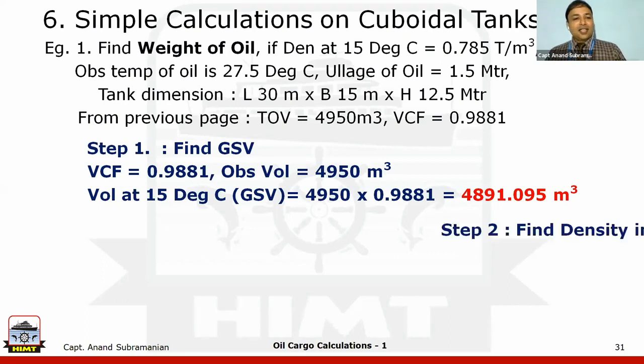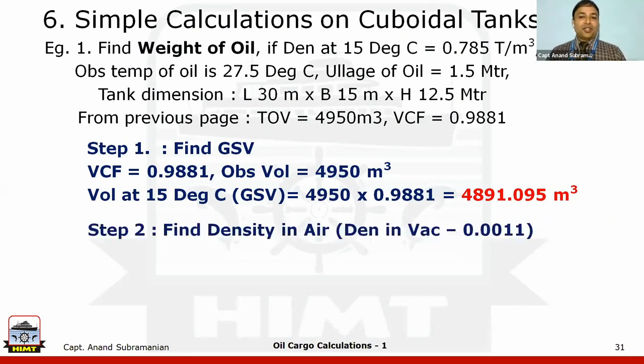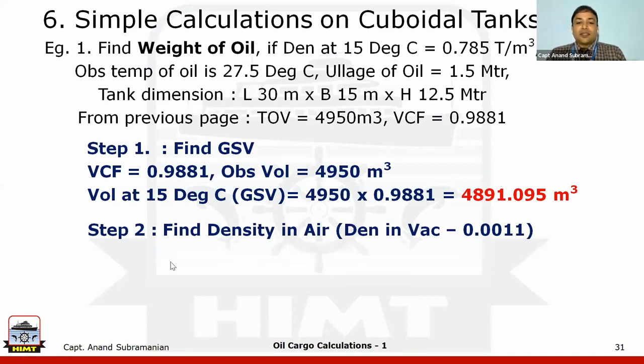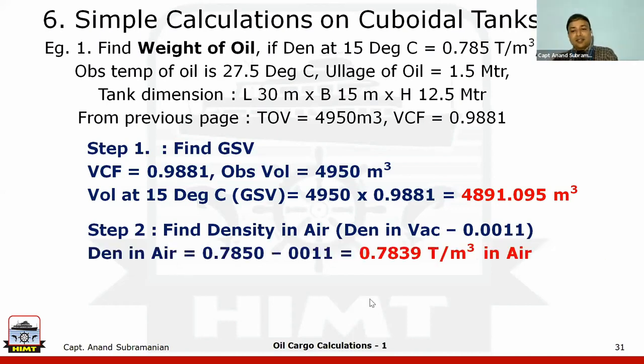Okay, not bad. So next is step number 2, finding the density in air. As you all already agree with me, density in vacuum minus 0.0011 is a simpler, approved method. So don't worry about it. It's an approved method in the examination also. So directly we can find the density in air. What is the density in air now? 0.7839, sir. 7839, correct. So my calculation is correct.